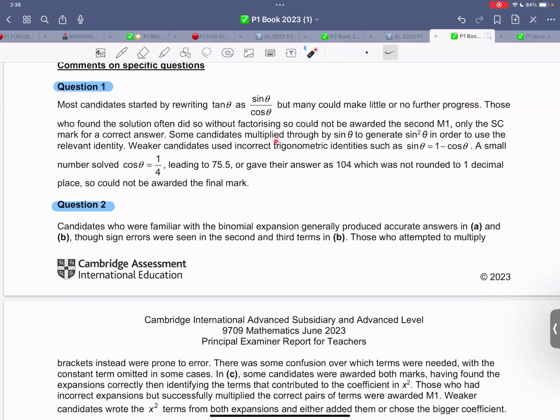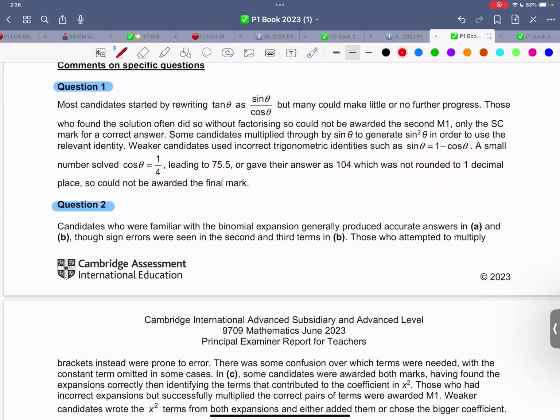Some candidates multiplied through by sine theta to generate sine square theta in order to use the relevant identity. Weaker candidates use incorrect trick identities. Sine square theta is 1 minus cos squared. There is no such identity as this. A small number solved cos theta is 1/4, leading to 75.5, gave the answer as 104, which was not rounded to 1 decimal place, so could not be awarded the final mark.